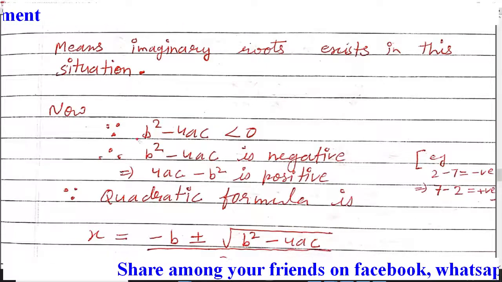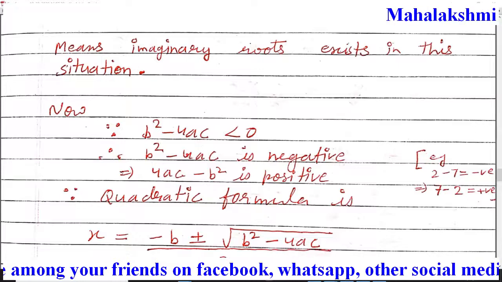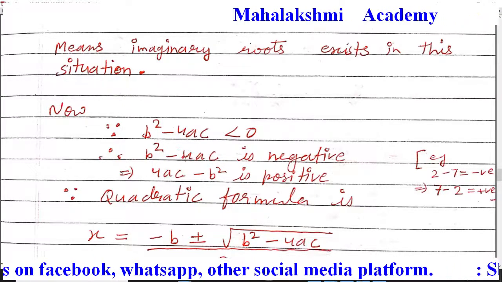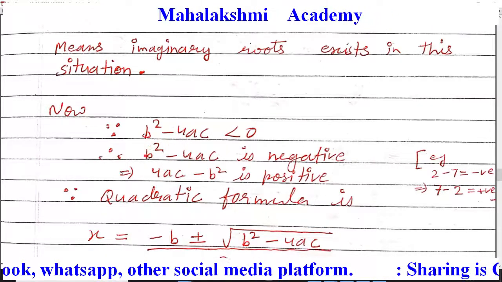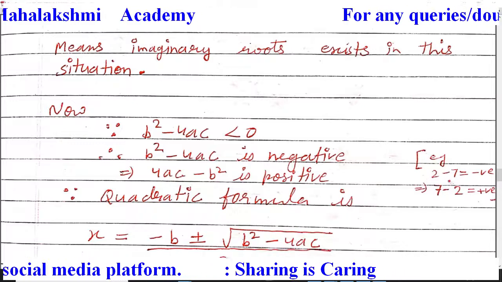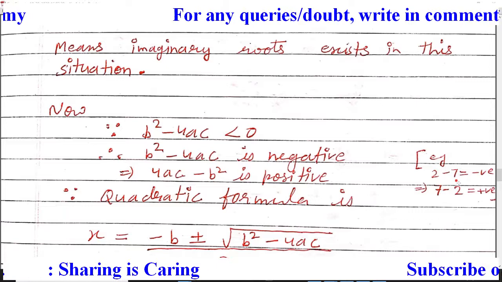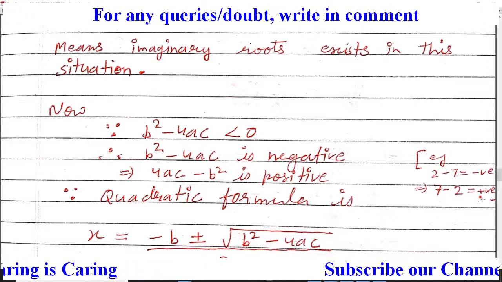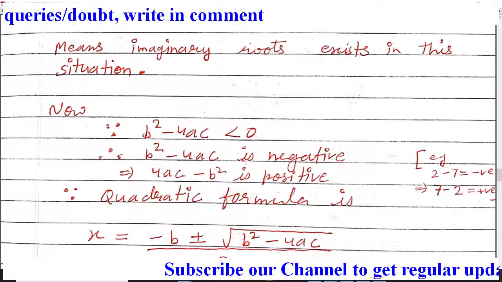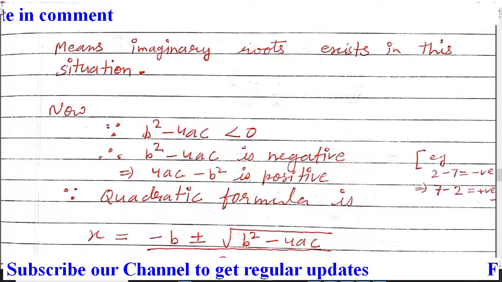Since b square minus 4ac is less than 0, surely this term is going to be negative. If this term is negative, then when you reverse the position, it is going to be positive. For example, 2 minus 7, if you subtract, surely the answer is going to be negative. But if you reverse their position, then 7 minus 2 is going to be positive. So the conclusion is, if b square minus 4ac is negative, then 4ac minus b square is going to be positive.